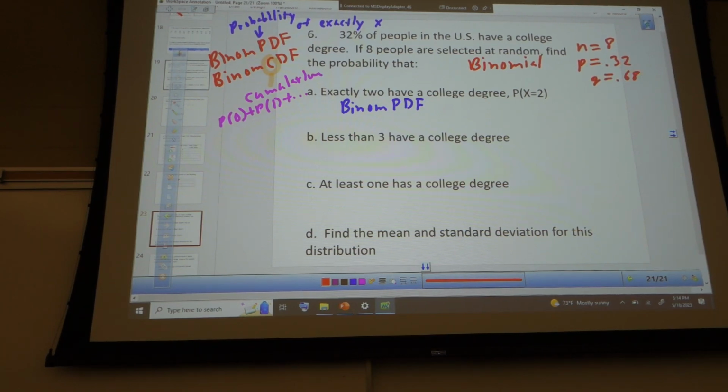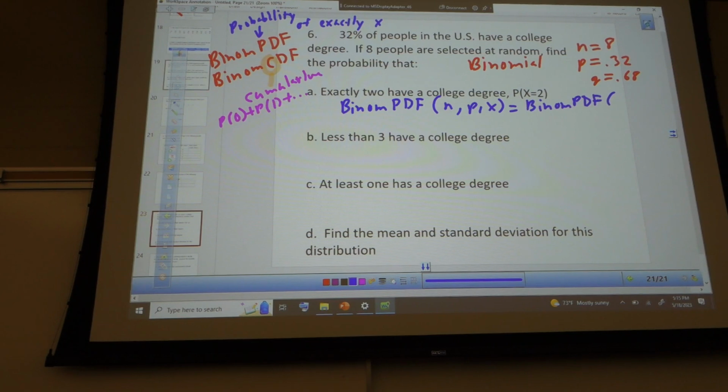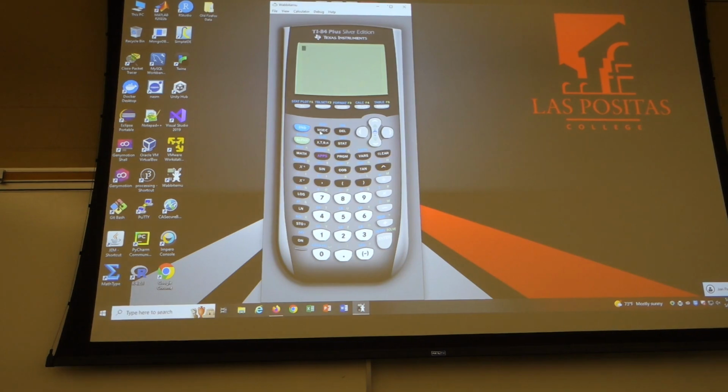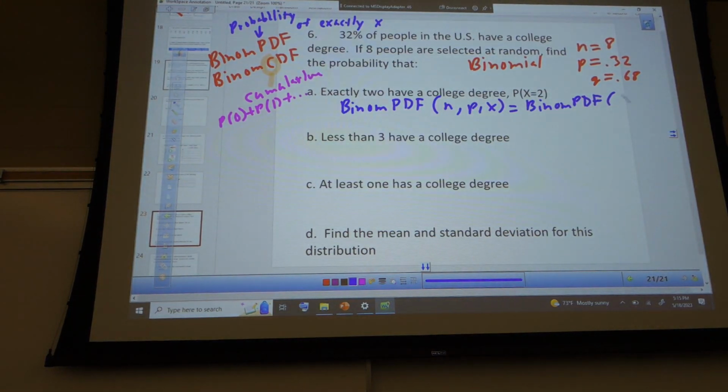0.68. Yep. All right, so binom PDF of it's n, comma, p, comma, x. So in this case, it would be binom PDF of what? Plug it in, give me the answer, and then take a gander at B. How do you get to binom PDF? So first of all, it's binom PDF of what? N is 8, little p is 0.32, and my x is 2.